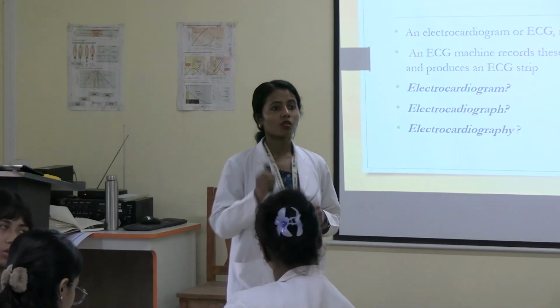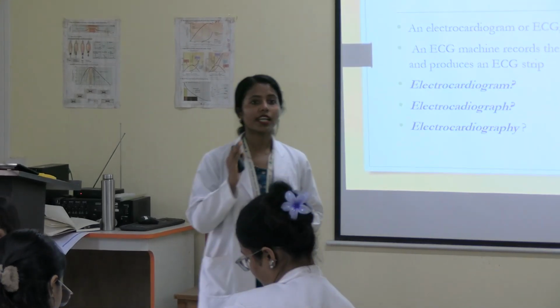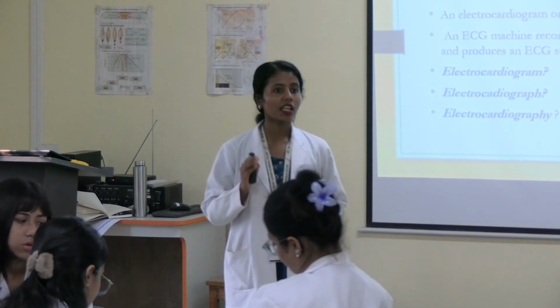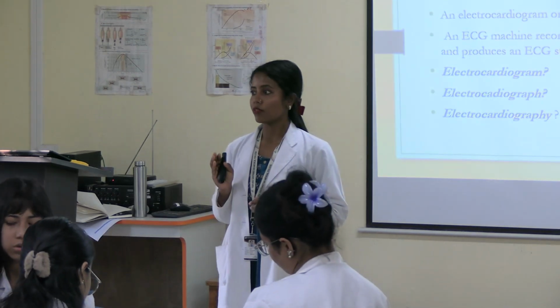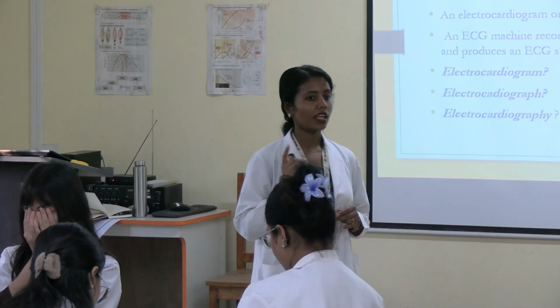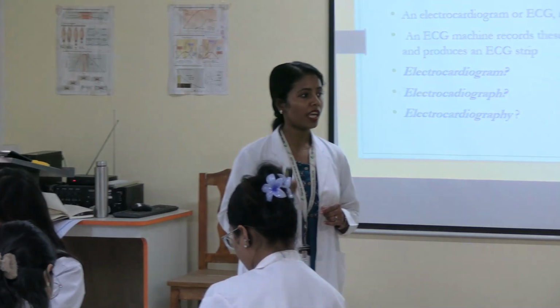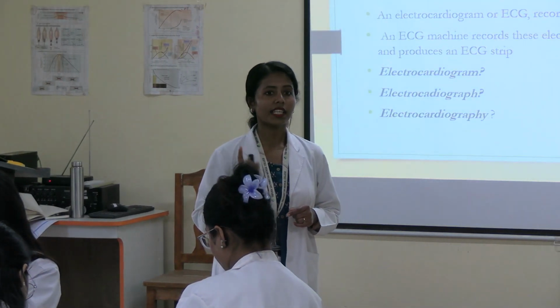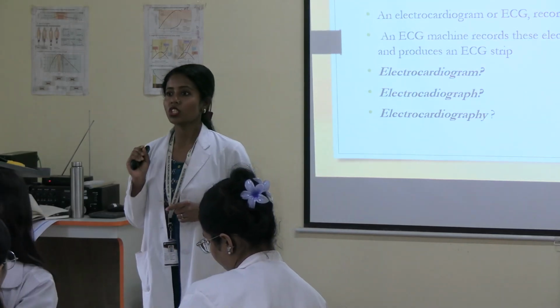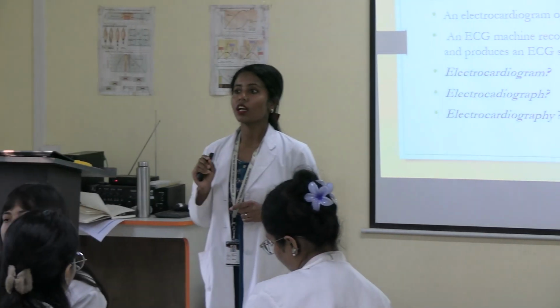depolarization. So the graph you have with you is a conventional 12 lead ECG recording. You have 12 leads: lead 1, 2, 3, then aVR, aVL, aVF, then the chest leads 1 to 6. Okay, so that is a conventional 12 lead ECG recording.